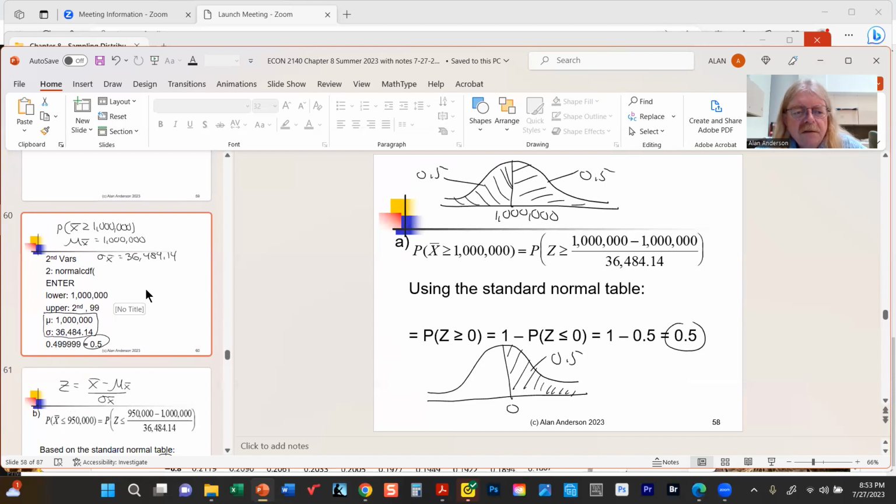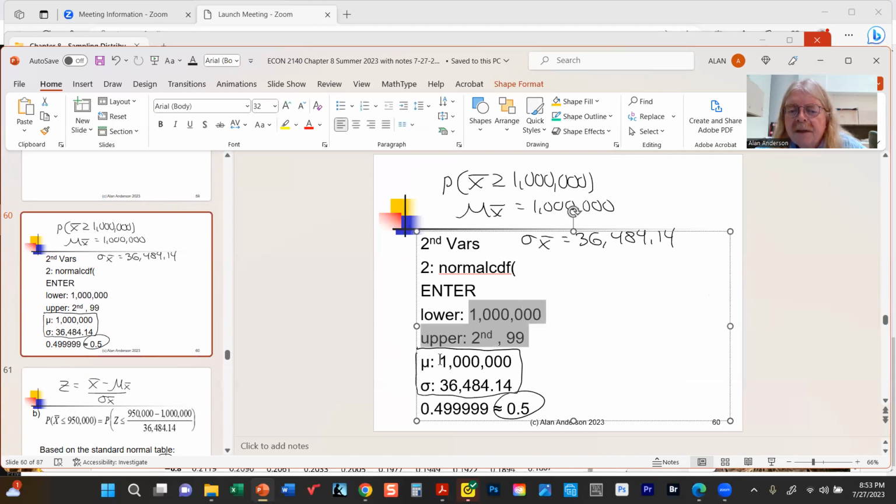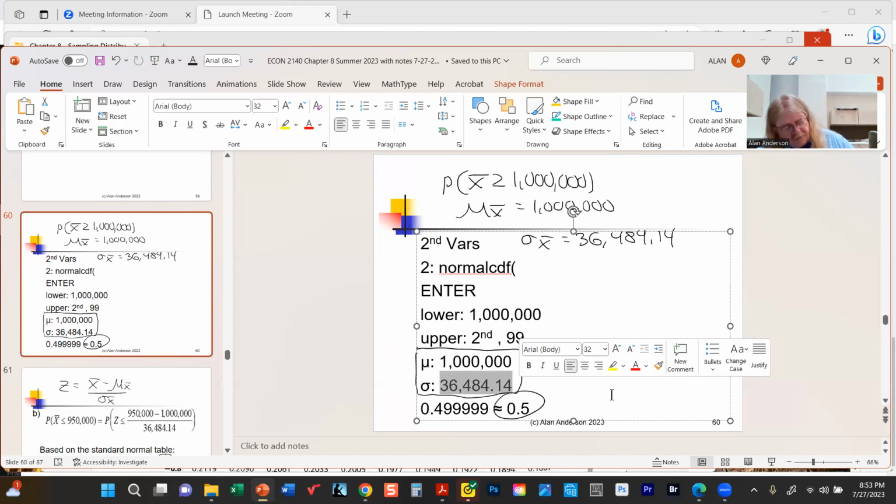On the calculator, we're looking for $1 million up to infinity for lower and upper limits. The mean we determined is $1 million. Standard deviation or error is 36,044.14. Now, you may have run into this before with this calculator.